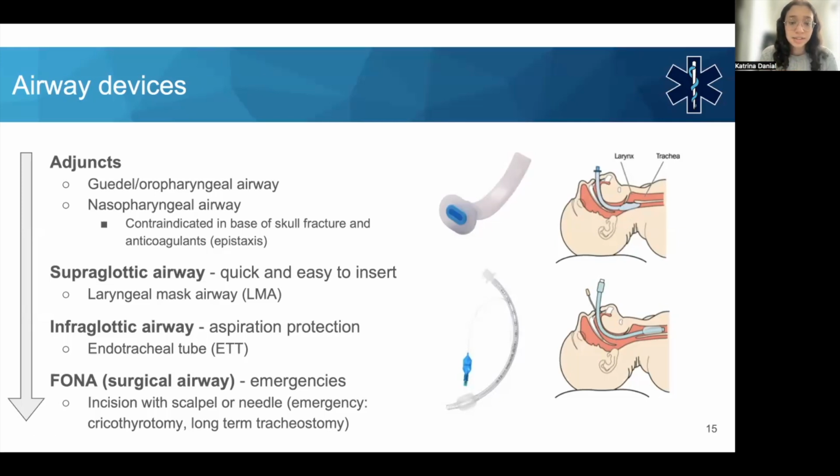The LMA is quick. Okay, it's extremely easy to insert. All you basically have to do is you bring the patient's jaw forward and open it up, and then you shove it through.